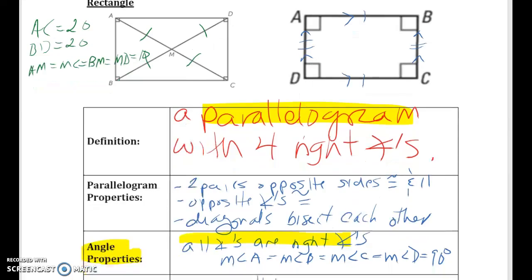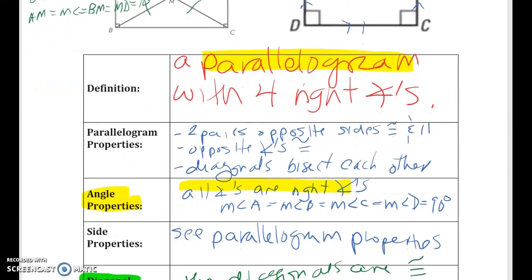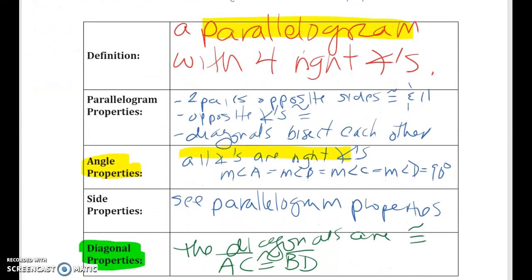Right? So definition of a rectangle is a parallelogram with 4 right angles. So if we see a parallelogram that has 4 right angles, we know it's a rectangle. If we see a parallelogram that has congruent diagonals, we know it's a rectangle. All the other properties, which are listed next to parallelogram, are true for all parallelograms, and we'll discuss the other 2 types in our next 2 lessons.